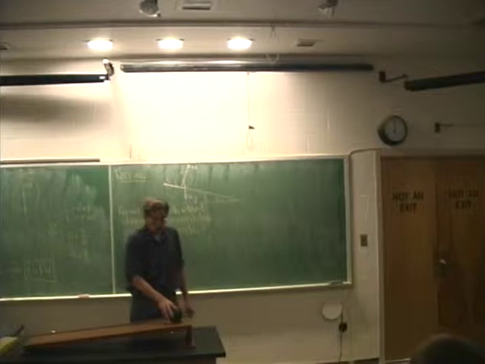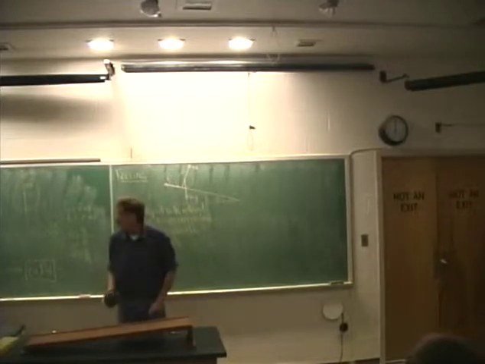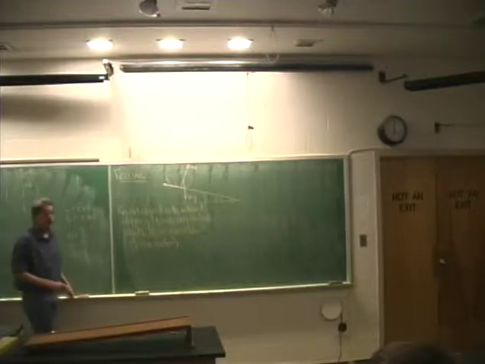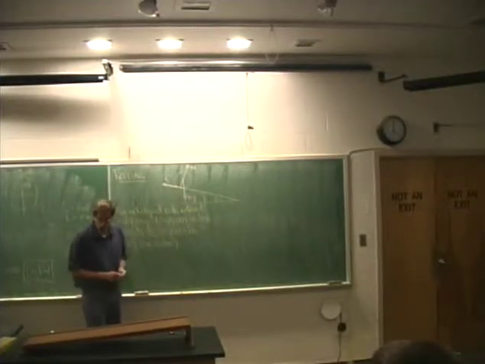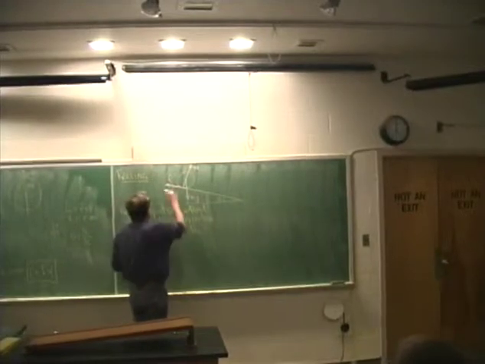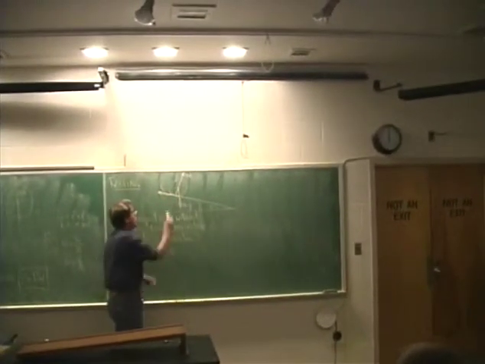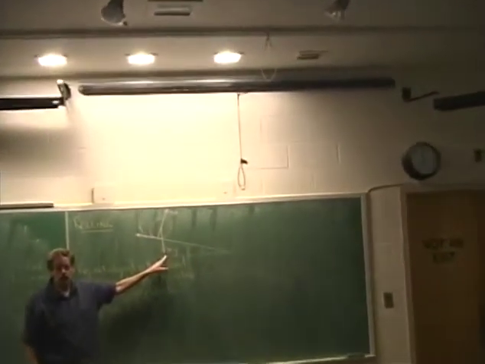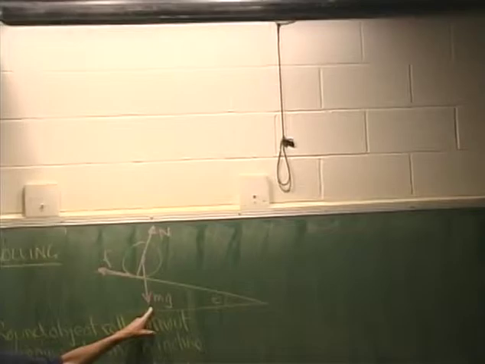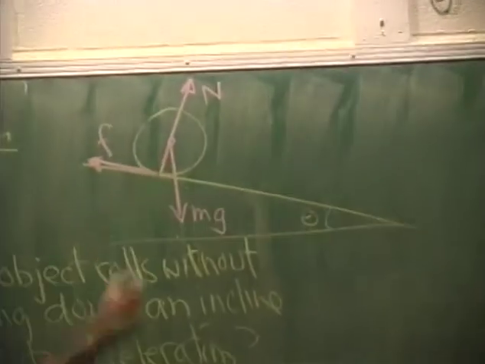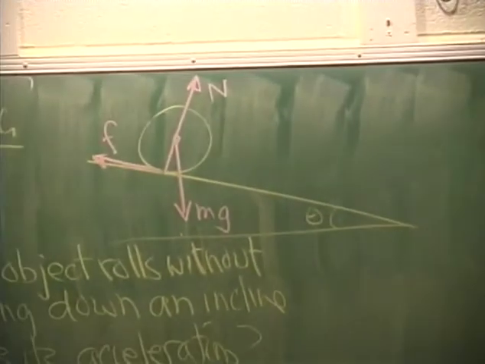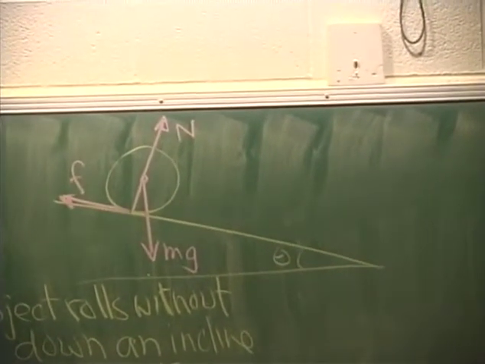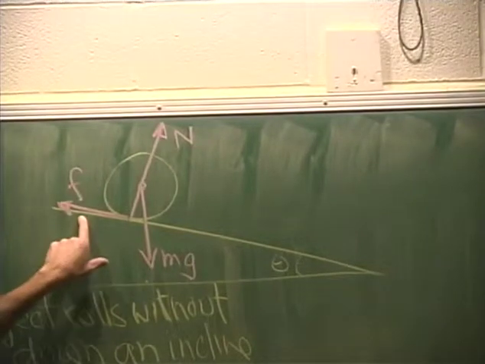The fact that it rolls is telling you not only that there's got to be some friction in here, but exactly how much friction there is. There's just exactly the right amount of friction to keep this thing from slipping. Look at this diagram here. What's the torque about the center associated with gravity? Zero, right? It acts right through the center. What's the torque about the center associated with the normal force? Zero.